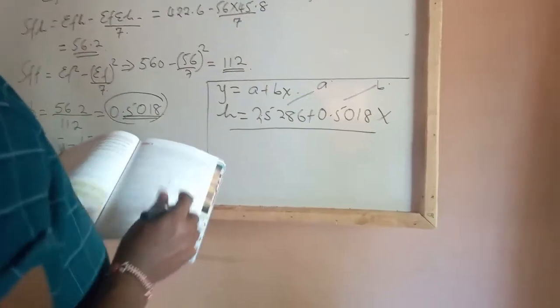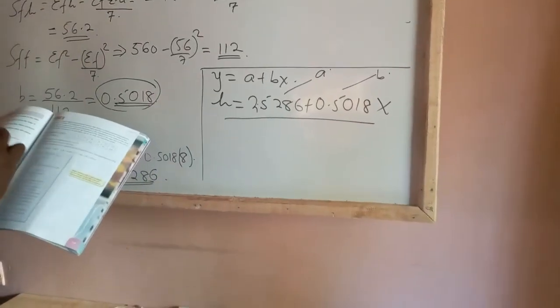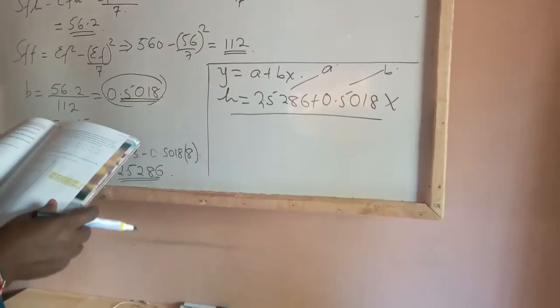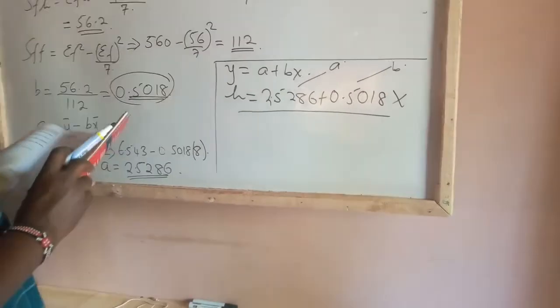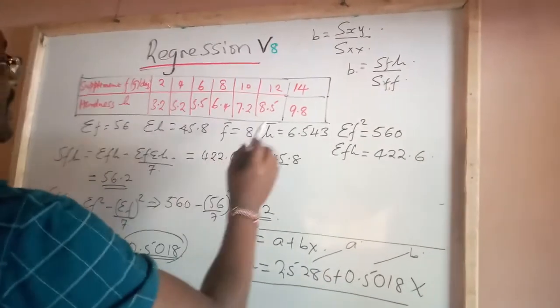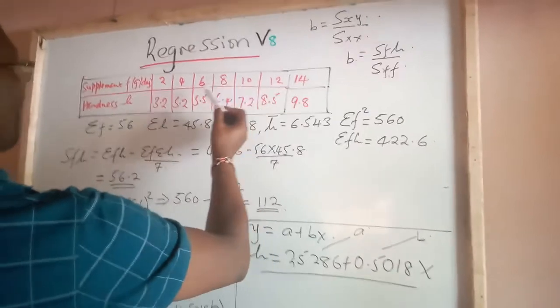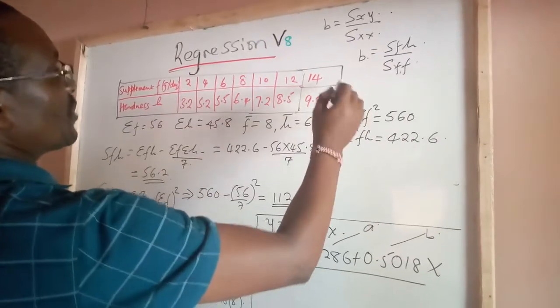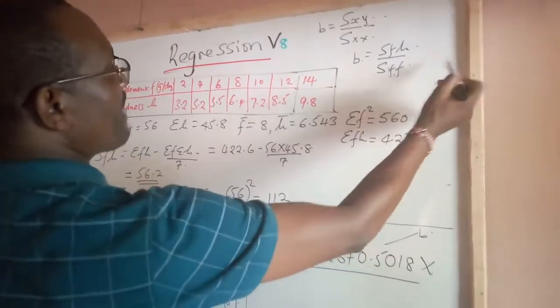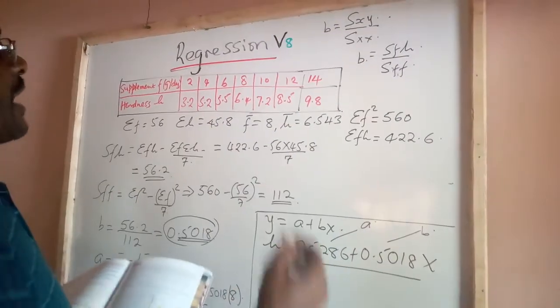Part C of the question, explain why you should not try to calculate the shell hardness for a food supplement of 20 grams. Simple. If you look at our original data, the highest amount of the food supplement added was 14 grams. So you realize that 20 grams is far beyond the 14. It is not within our range.